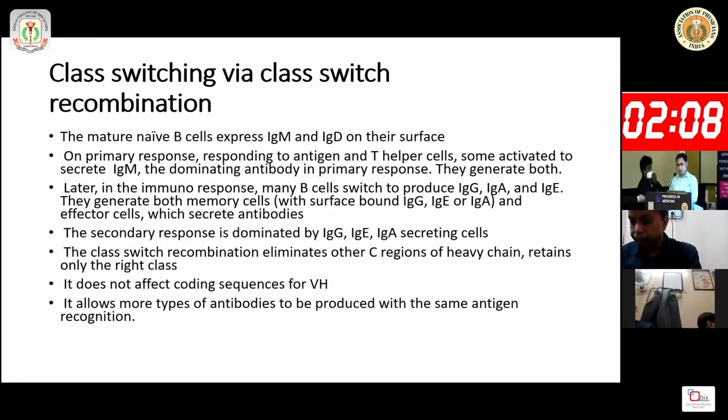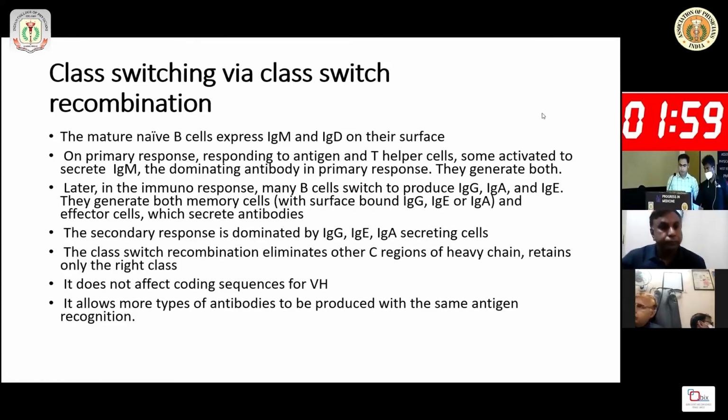The secondary response is dominated by IgG, IgE, and IgA secreting cells. The class switch recombination eliminates the other C regions of the heavy chain and retains only the right class. It does not affect the coding sequence of the variable heavy chain region. It allows more types of antibodies to be produced with the same antigen recognition as well.